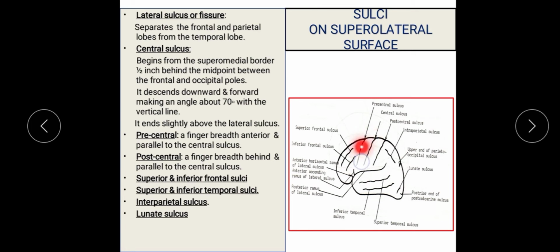A finger breadth anterior and parallel to the central sulcus is the precentral sulcus, and one finger breadth posterior to the central sulcus and parallel to it is the postcentral sulcus. This one is the postcentral sulcus. There are superior and inferior frontal sulcus on the frontal lobe. This one is the superior frontal sulcus. This one is the inferior frontal sulcus.